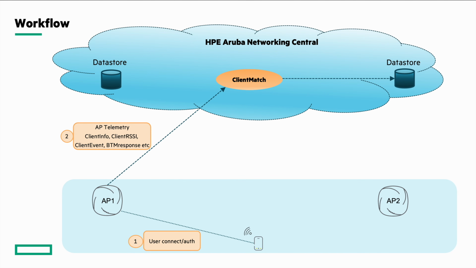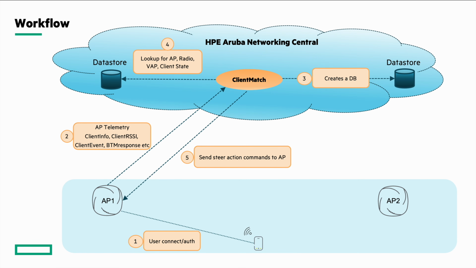Now ClientMatch stores all this information to a database. Next, the ClientMatch service does its network data lookup. AP, radio, and virtual AP data are read from the database during a steer attempt. That is, when ClientMatch finds that a station could be steered to a better radio. ClientMatch load balancer also needs to look up which clients are associated to a particular radio. Once ClientMatch has the required information, it sends the steer action command to the AP. The AP attempts 802.11v BTM if the client supports it, else it will fall back to deauth steer. Finally, we have the client steered to the target AP.